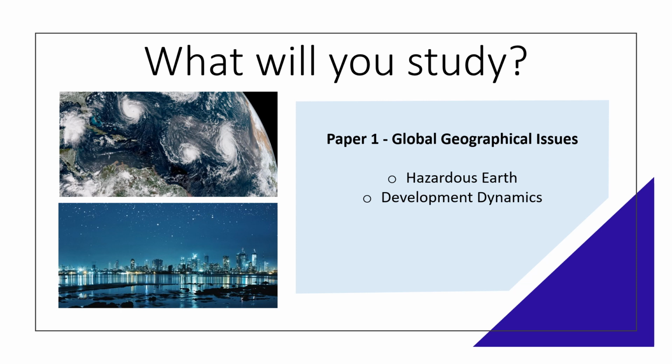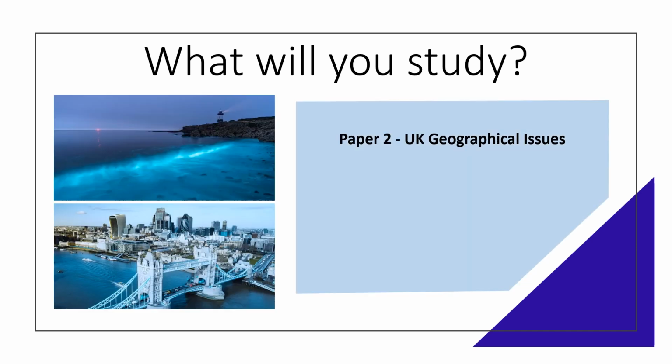Development Dynamics is about understanding the scale of global inequality, plus an in-depth study of how one emerging country is developing and the consequences for people, the environment, and the country's relationship with the wider world. Finally, we have Challenges of the Urbanising World. This is an overview of the causes and challenges of rapid urbanisation across the world.